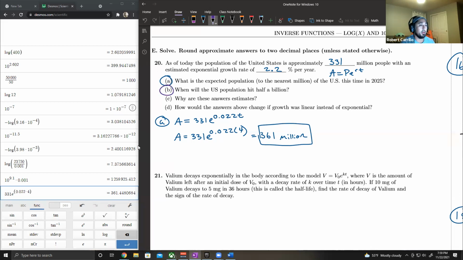B. When will the US population hit 500 million? All right, so when means we're looking for time. So for B, we have to take our equation, A equals 331 times e to the 0.022t, and we have to solve it for time. But what we need to know first is what is the value of A? So how many zeros are in 500 million? Or what would 500 million be?